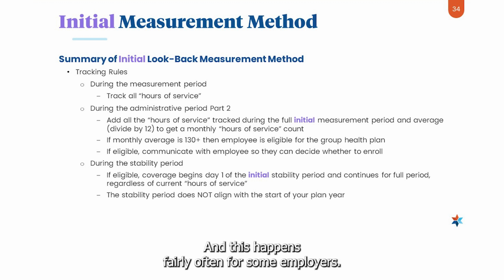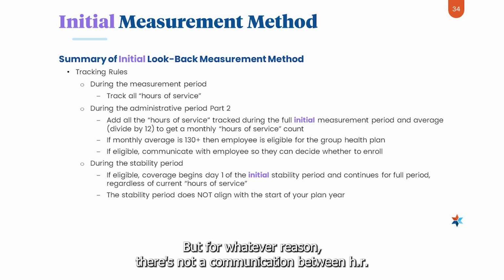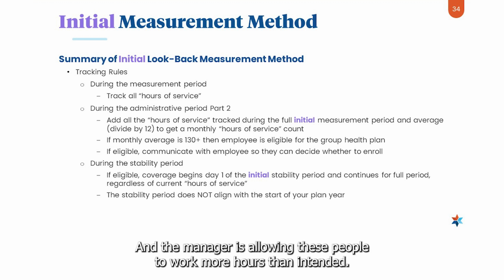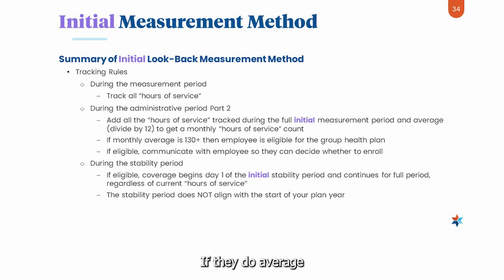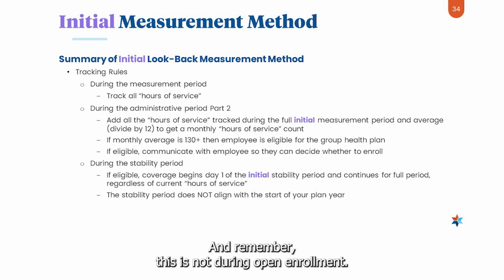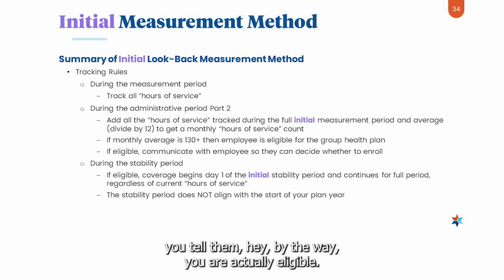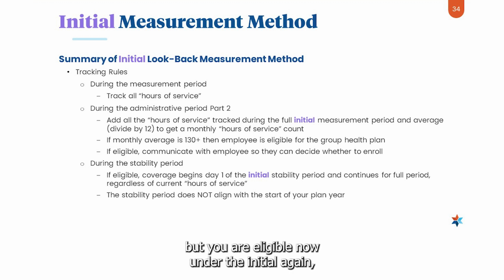And this happens fairly often for some employers. Some employers hire legitimately employees who they don't expect to be full-time, but for whatever reason, there's not a communication between HR and the manager, who is allowing these people to work more hours than intended. And so you've identified somebody who is actually full-time. If they do average 130 hours or more, they are eligible, and you're going to want to communicate that eligibility to them. And remember, this is not during open enrollment. This is their own administrative period. So it could happen anytime throughout the year. You're going to need to make sure you tell them, hey, by the way, you are actually eligible. We'll look at eligibility again after the standard cycle, but you are eligible now under the initial.